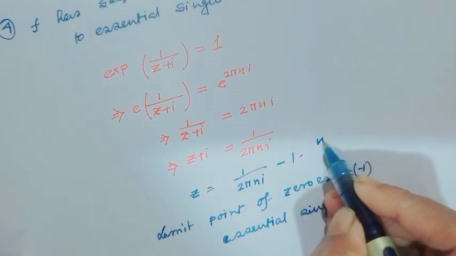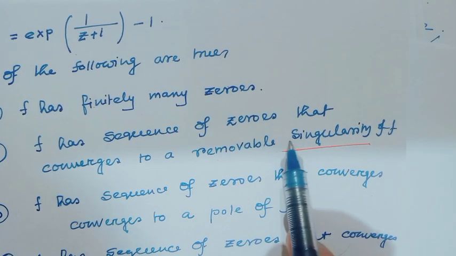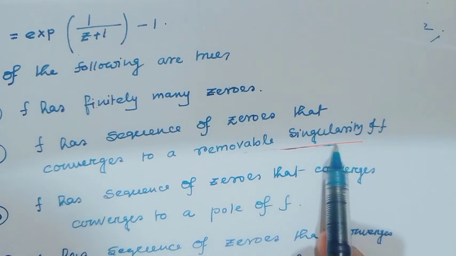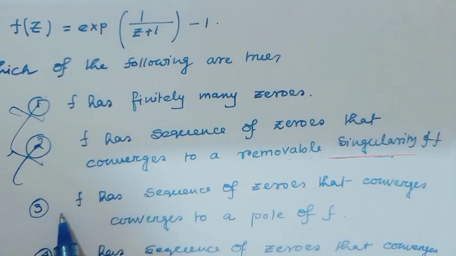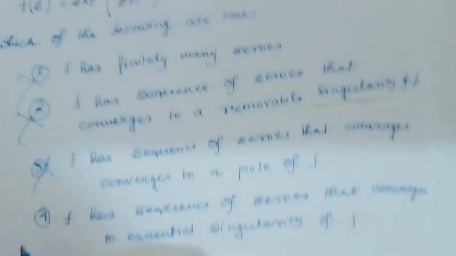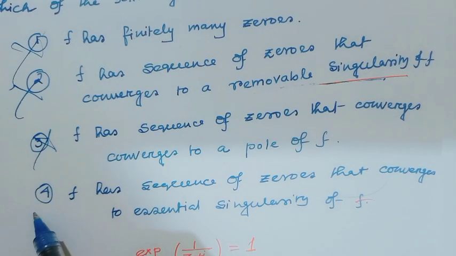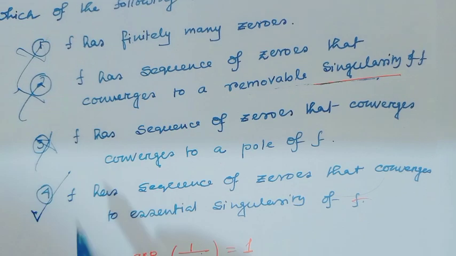So, f has finitely many zeros, this is wrong. Here n belongs to the integers, so there are infinitely many zeros. f has a sequence of zeros that converges to a removable singularity, this is wrong. f has a sequence of zeros that converges to a pole, this is also wrong. f has a sequence of zeros that converges to an essential singularity, this is right.